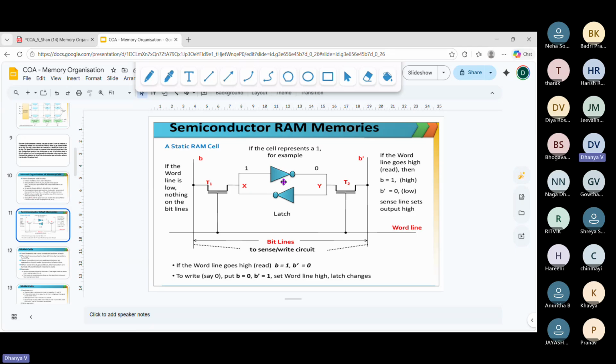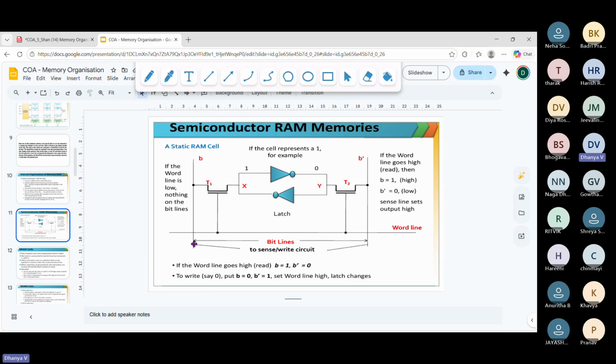Now here your T1 and T2 are your transistors. They act as your switch. Based on the word line, there's something called the word line, this T1 and T2 work accordingly. I'll tell you how it works, but we'll first just see what all is there.